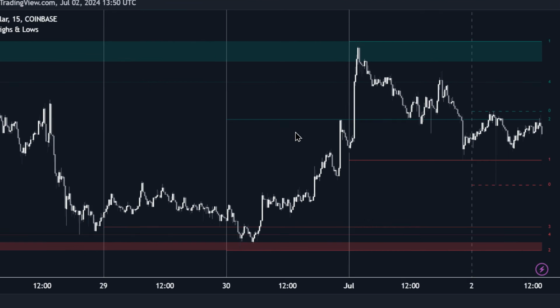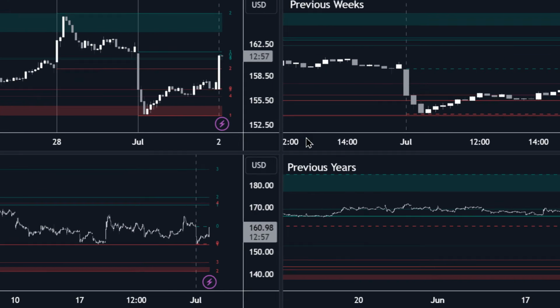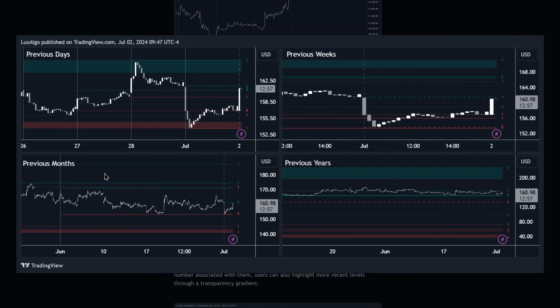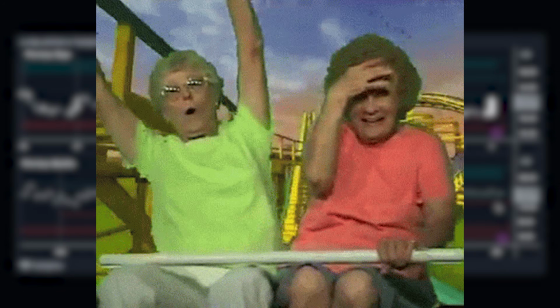Instead, we're going to employ a single TradingView indicator and have it do the task for you and me. Stay tuned because it's gonna be a wild ride.